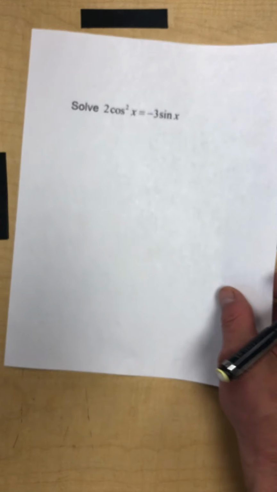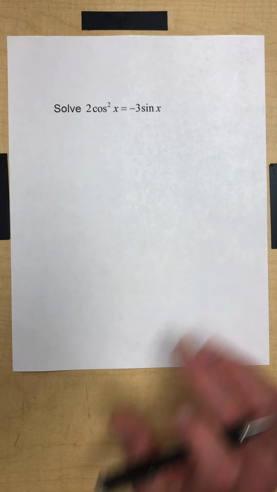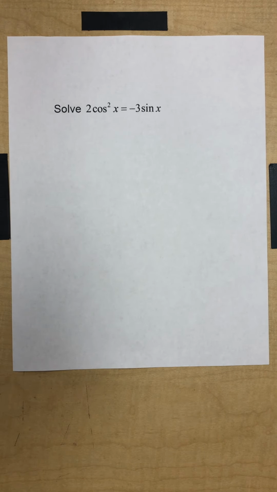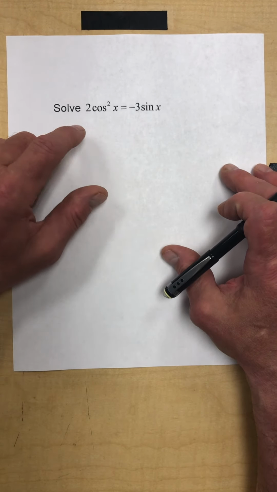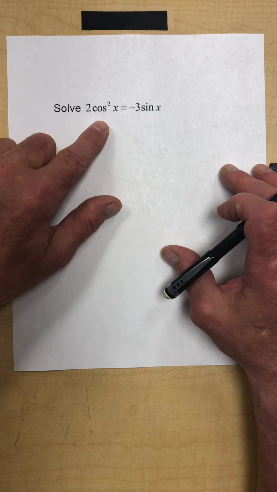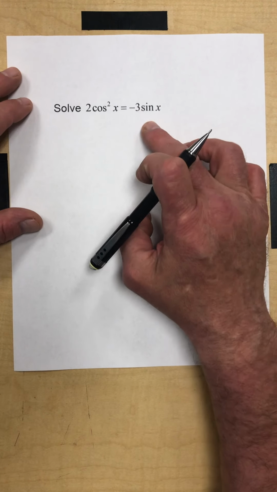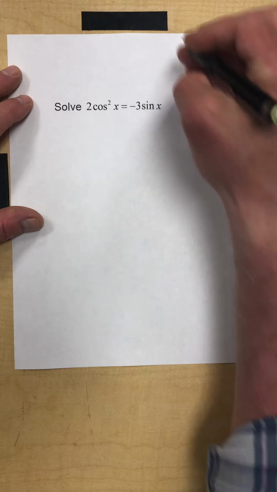There we go. Let that guy out of the way. Let's see what this guy looks like. Very similar to the last one, except here we have the cosine is squared and the sine isn't. So why don't we attack it the same way?